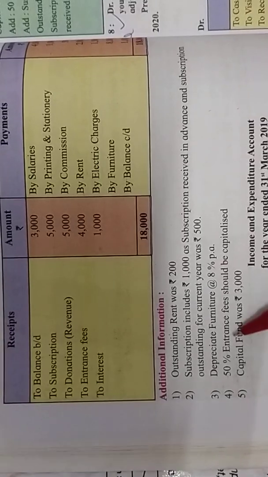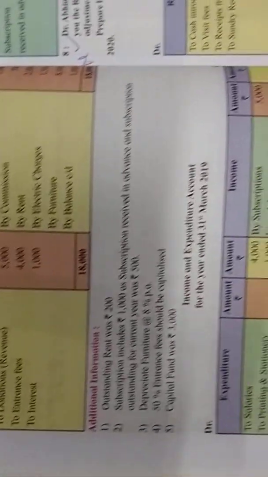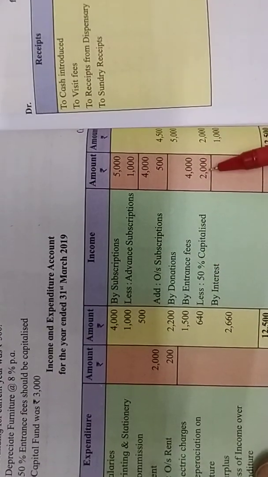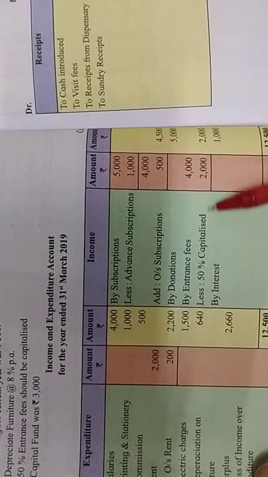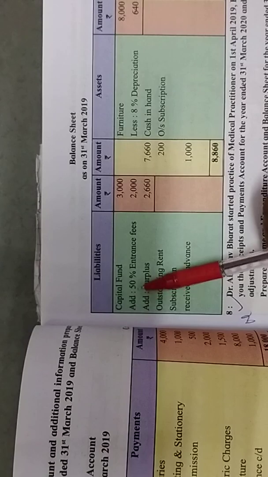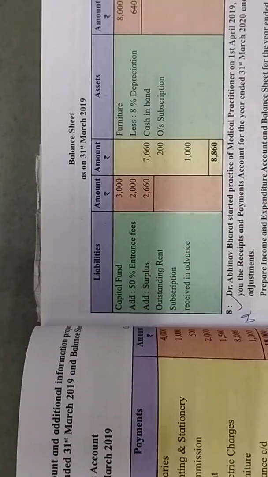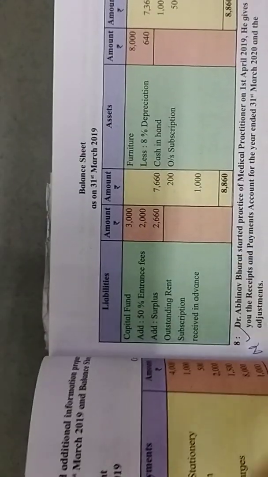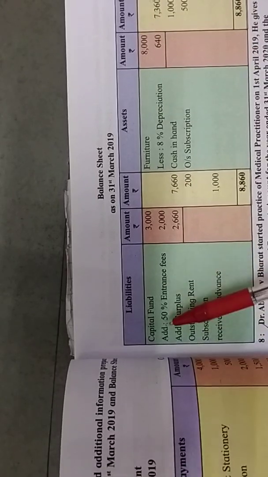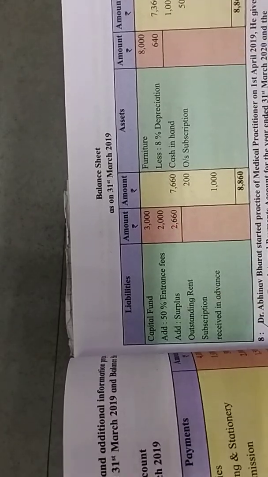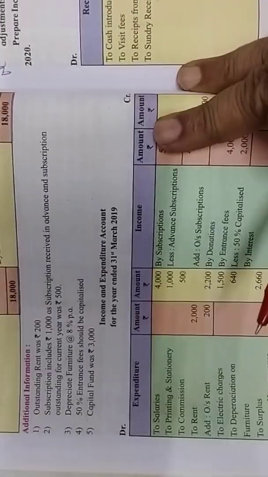Adjustment number 4: 50% entrance fees should be capitalized. Income side: entrance fees rupees 4,000, less 50% capitalized 2,000. Second effect, balance sheet liability side: you have to add 50% entrance fees 2,000 to the capital fund. Last adjustment: capital fund was rupees 3,000. You have to write capital fund on the balance sheet liability side, 3,000. Now we have to add entrance fees 2,000. All 5 adjustments have been done.